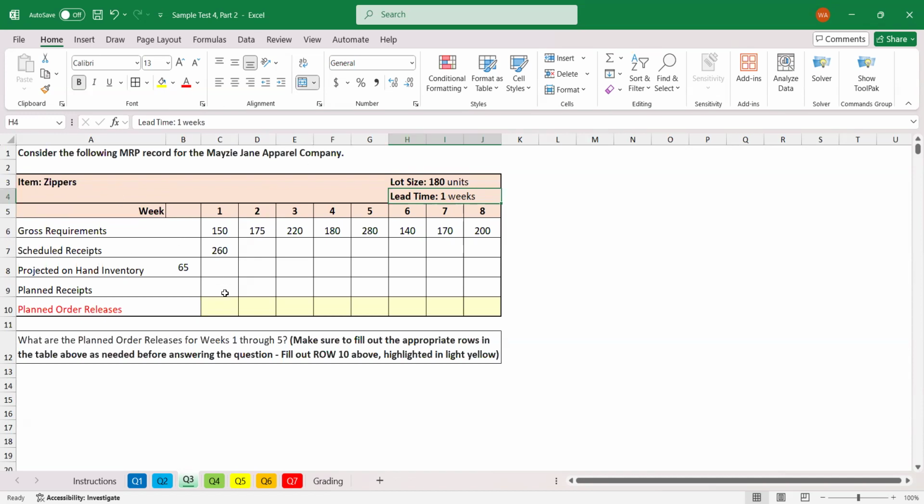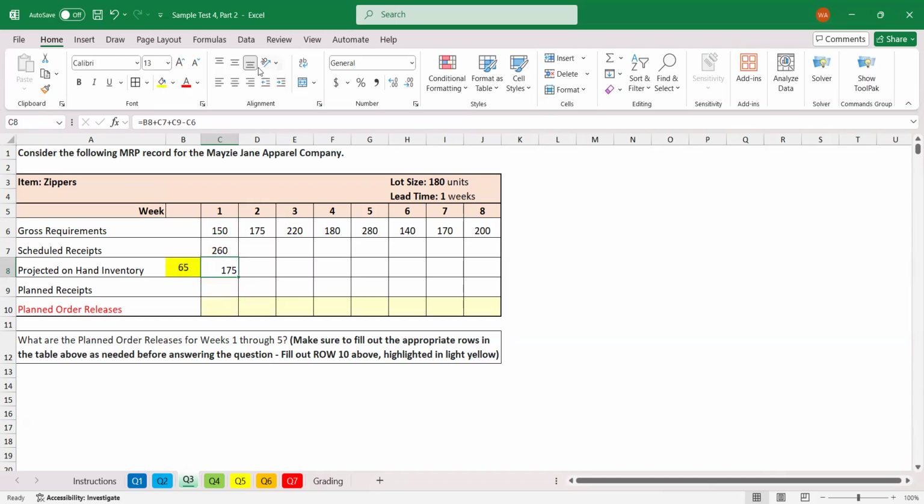Okay, so let's go ahead and fill out this table. And you're always going to start with this row, the projected on-hand inventory. They start off with 65 units of inventory in the warehouse, and we need to figure out what's projected on-hand at the end of every week here. Okay, so your projected on-hand is a function of how much you had to begin with, plus any amounts scheduled to be received, plus any planned receipts if you had any of those. In this case here, that's blank. And then we're going to subtract our gross requirements.